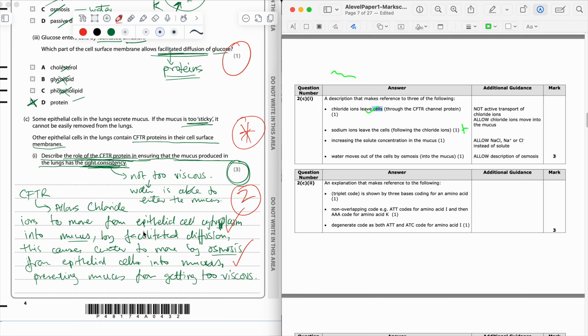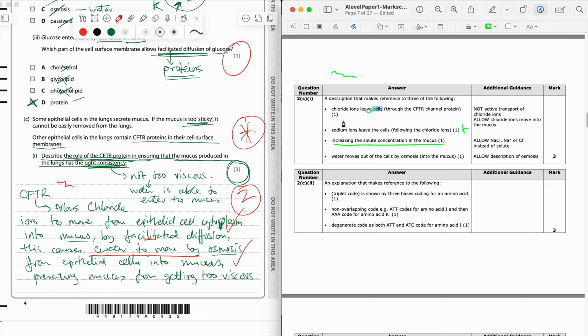So what I did was, I said ions move from epithelial cell cytoplasm. So I did do that, but by facilitated diffusion, and then I just went straight to this causes water to move by osmosis. So what I forgot to say was this increases the solute concentration, so I forgot to give the reason why the water is moving. Which is something I will try and do better.